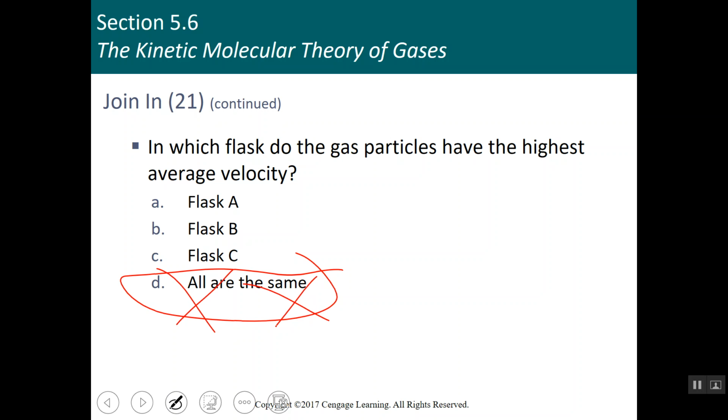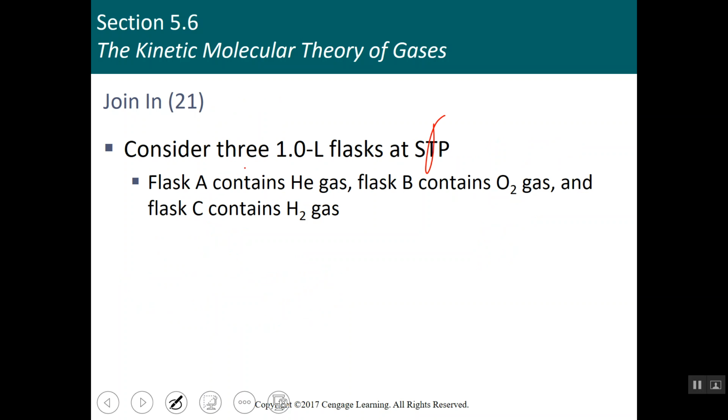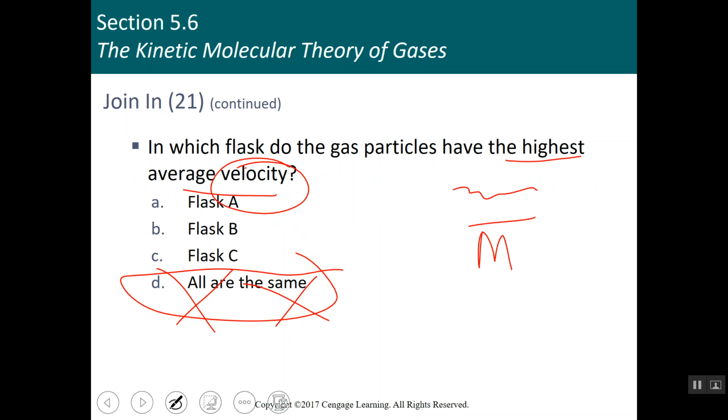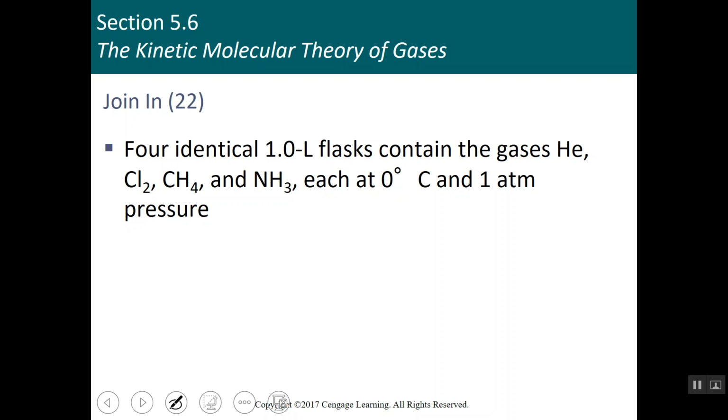Which one has the highest average velocity? Well, if you recall, there was some stuff up here in the formula, and on the bottom was the molar mass. And so since molar mass is on the bottom, you're looking for the one with the highest average velocity, not kinetic energy. The highest average velocity is going to be the one with the lowest molar mass. And so hydrogen gas is about 2, oxygen gas is about 32, and helium gas is about 4. So flask C, the one with the hydrogen gas in it, is actually going to be the correct choice here.